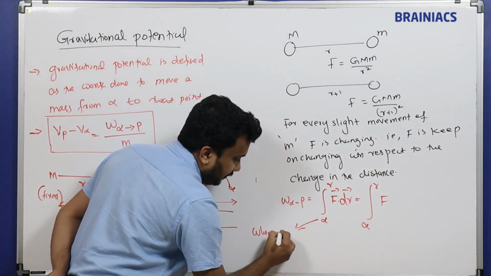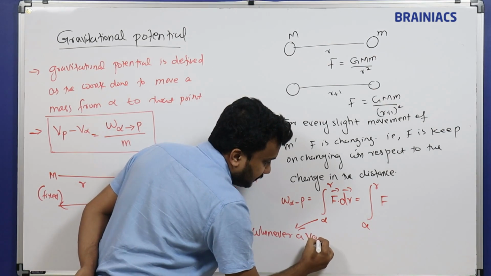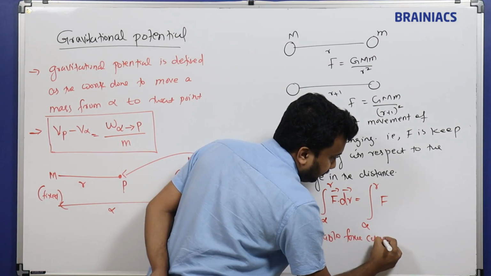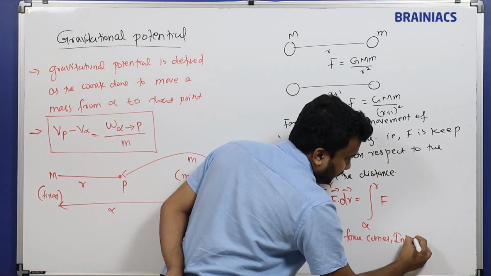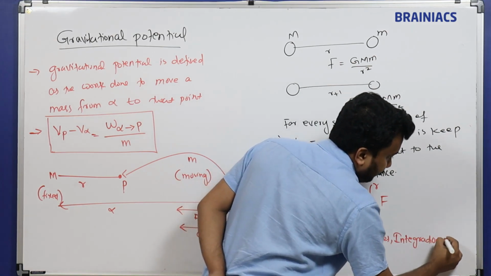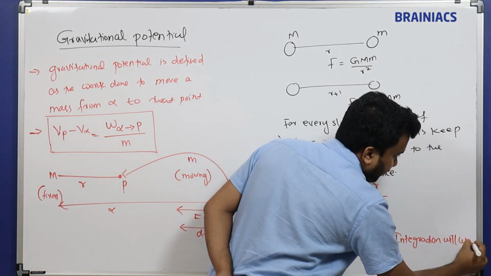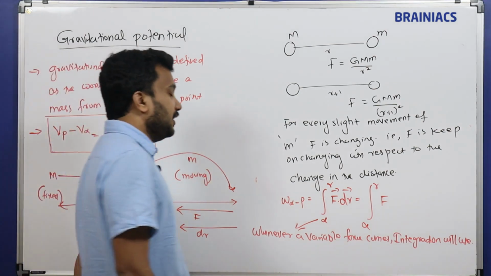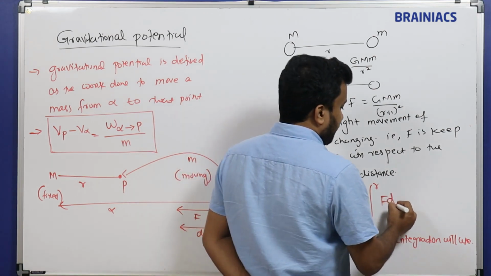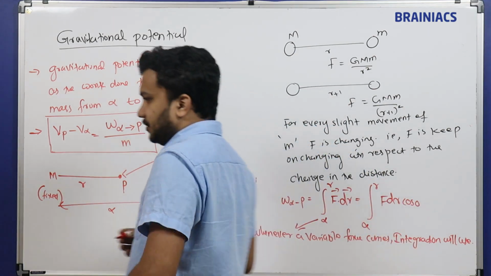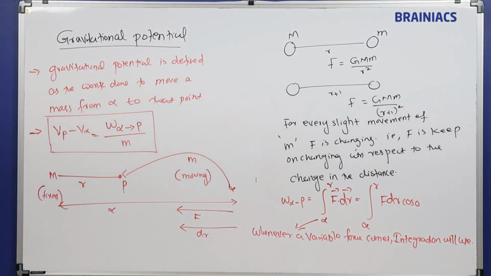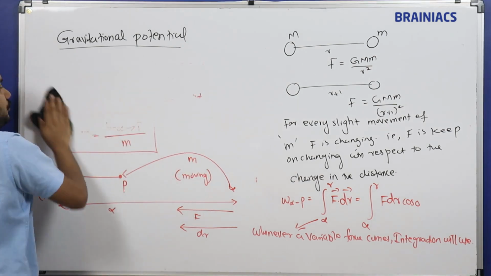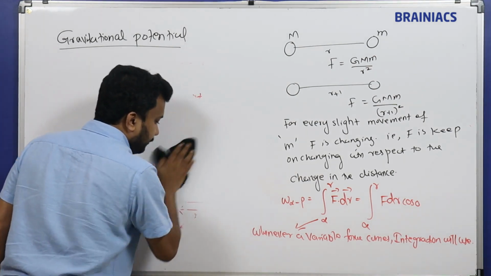Whenever a variable force comes, integration will be used. When a variable force comes, we have to use integration. So F dr cos of 0 degree. Cos 0 is 1, of course you know. So we have to expand this one. Hope you have written this side. I am clearing the board. You can pause the video and complete the notebook as usual.